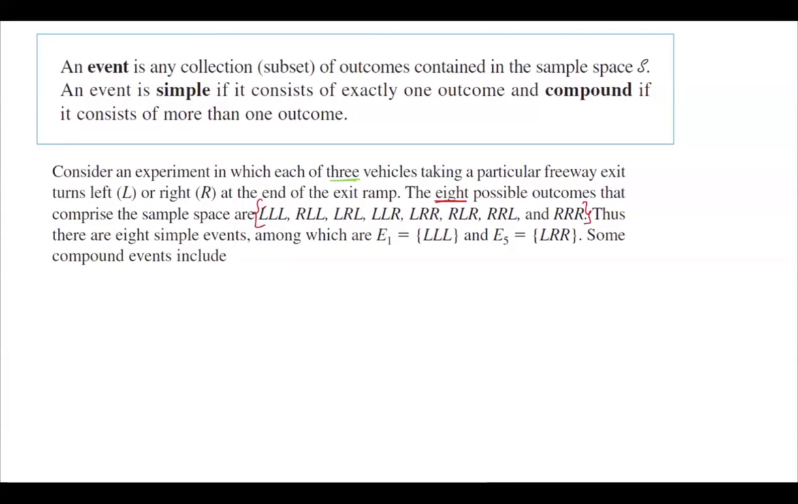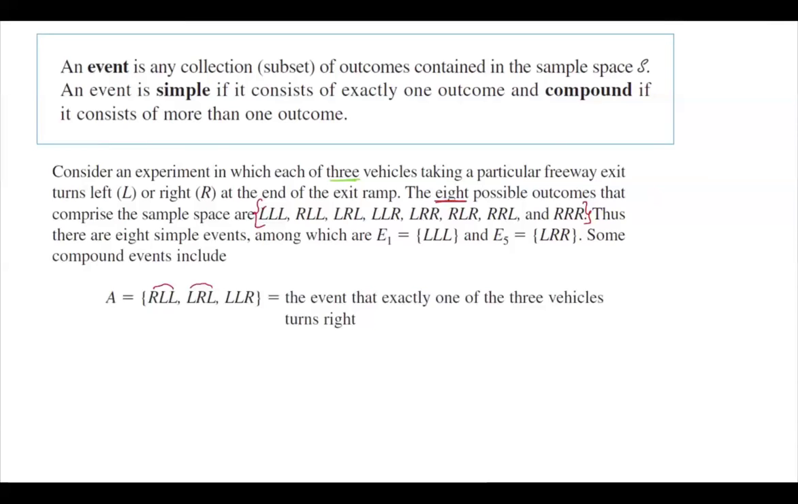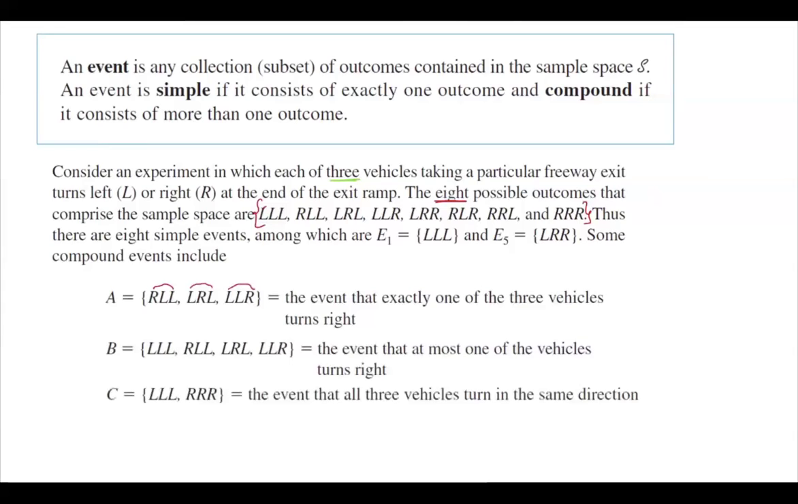Now, from this sample space, you can take simple events, or you can combine them together and get a compound event. A, which is an event including right turn, left turn, left turn; left turn, right turn, left turn; and left turn, left turn, right turn, is an example of a compound event. This is the event that exactly one of 3 vehicles turns right. B is another compound event. C is another compound event.